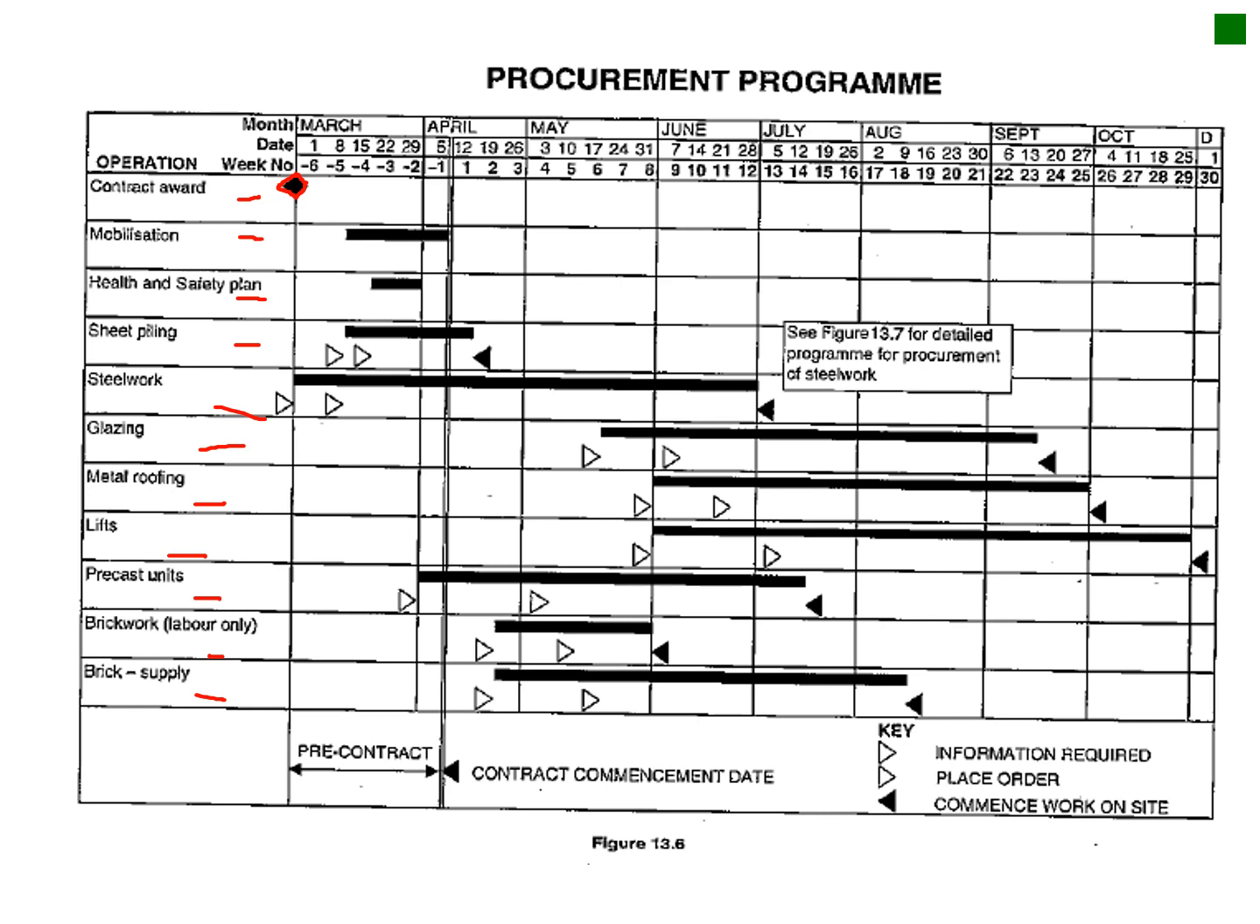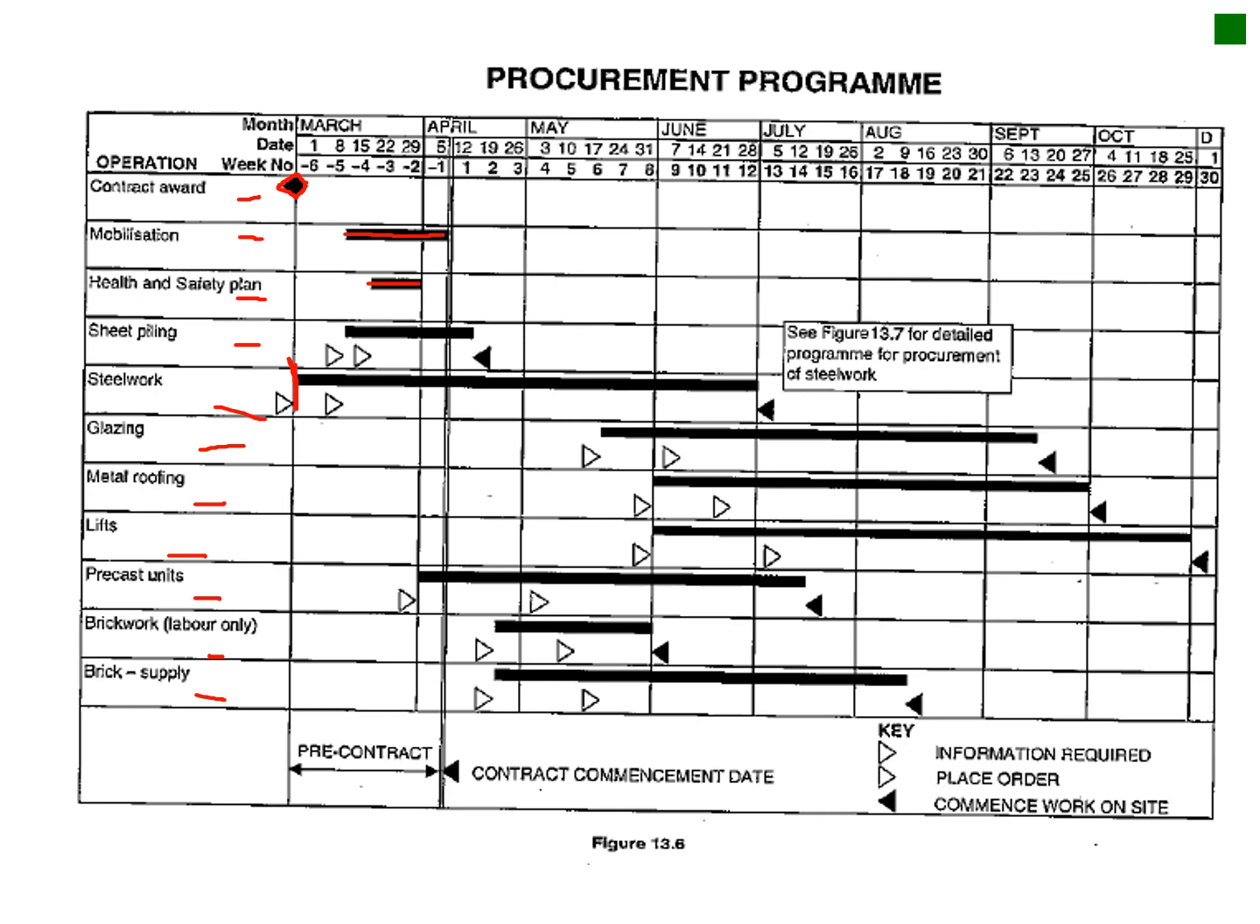Okay, so mobilization, you've got your item there listed, your health and safety, it has to be done there, and then you've got your steel sheeting, which has to be ordered here already. And then the figure refers to the next one that we're going to look at. See figure 13.7 for detailed program for procurement of steelwork. So this just gives you a bit of an overview of when the items have to be in.